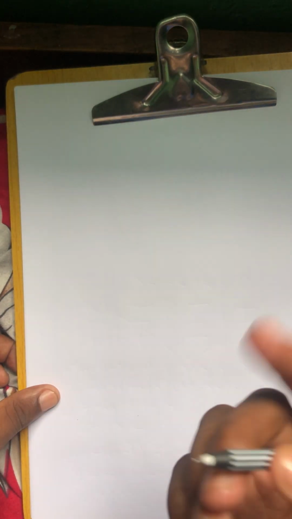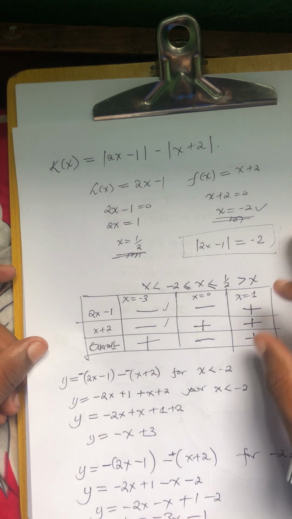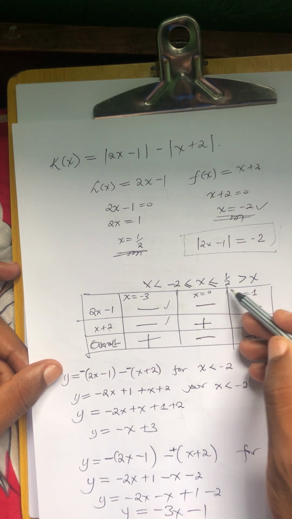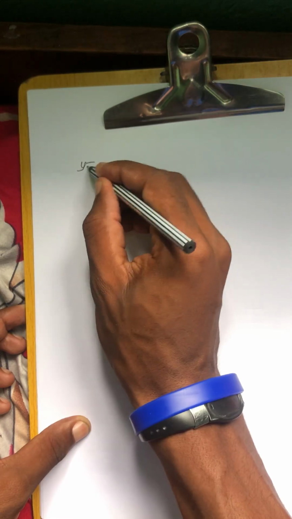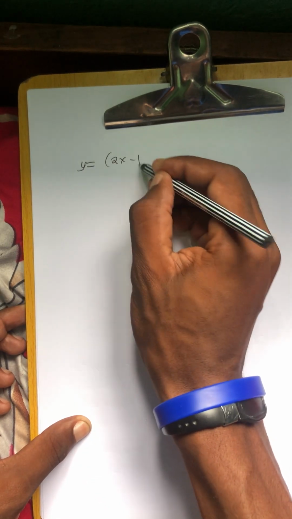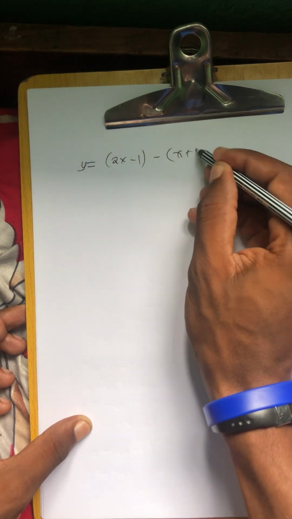So the third region now is where x is greater than half. Half is less than x. So we will write the function again: y is equal to 2x minus 1, then minus x plus 2.